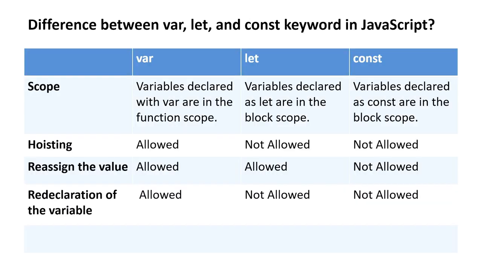What is the difference between var, let and const keywords in JavaScript? Scope: var is a variable declared with function scope. Let is a variable declared with block scope. Variables declared as const are also in block scope. So const and let are block scoped and var is function scoped.